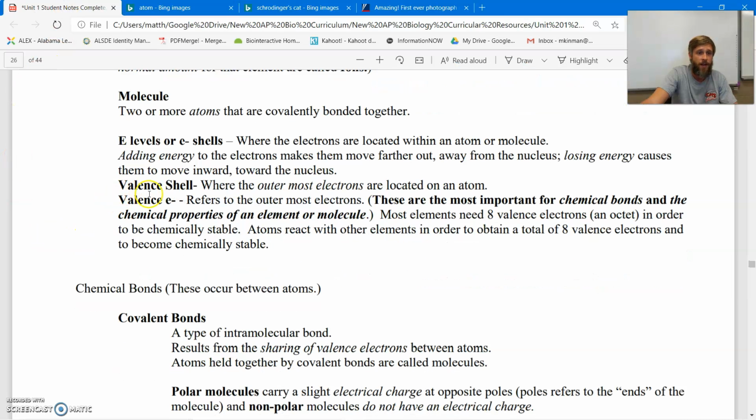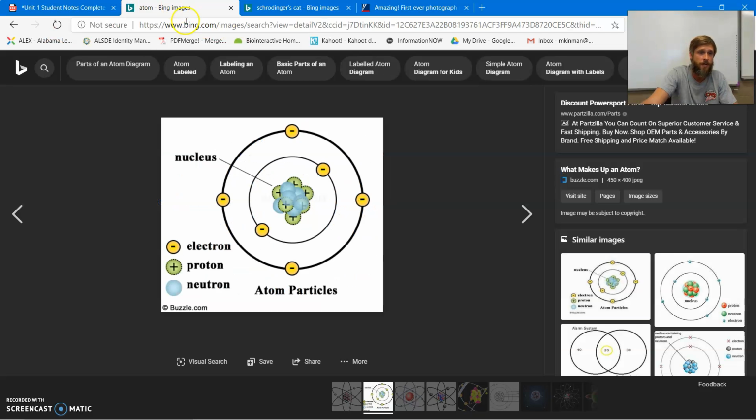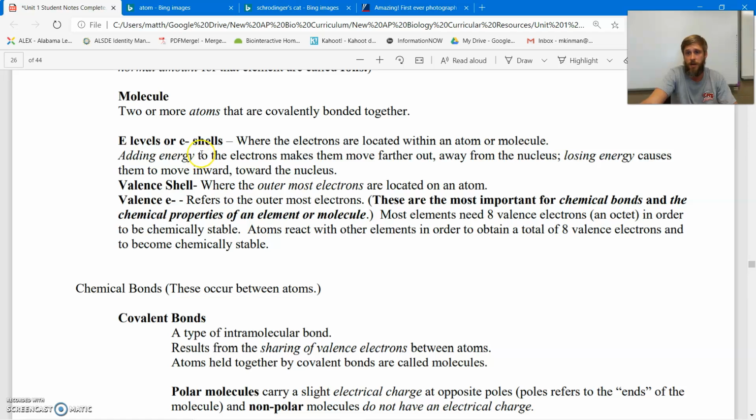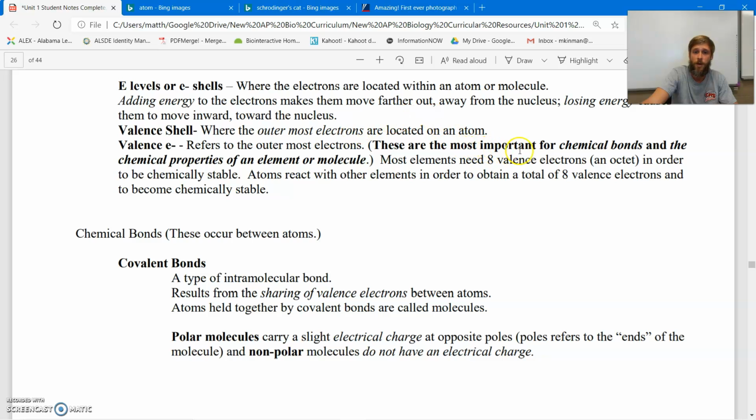And then we have valence shells, the outermost electrons. In this image, we have 1, 2, 3, 4 valence electrons. We have 4, 5, 6 total electrons, but 4 valence electrons. Valence electrons are important to understand, because we're going to talk about different types of bonds, and valence electrons are what cause those bonds to happen. These are the most important for chemical bonds.